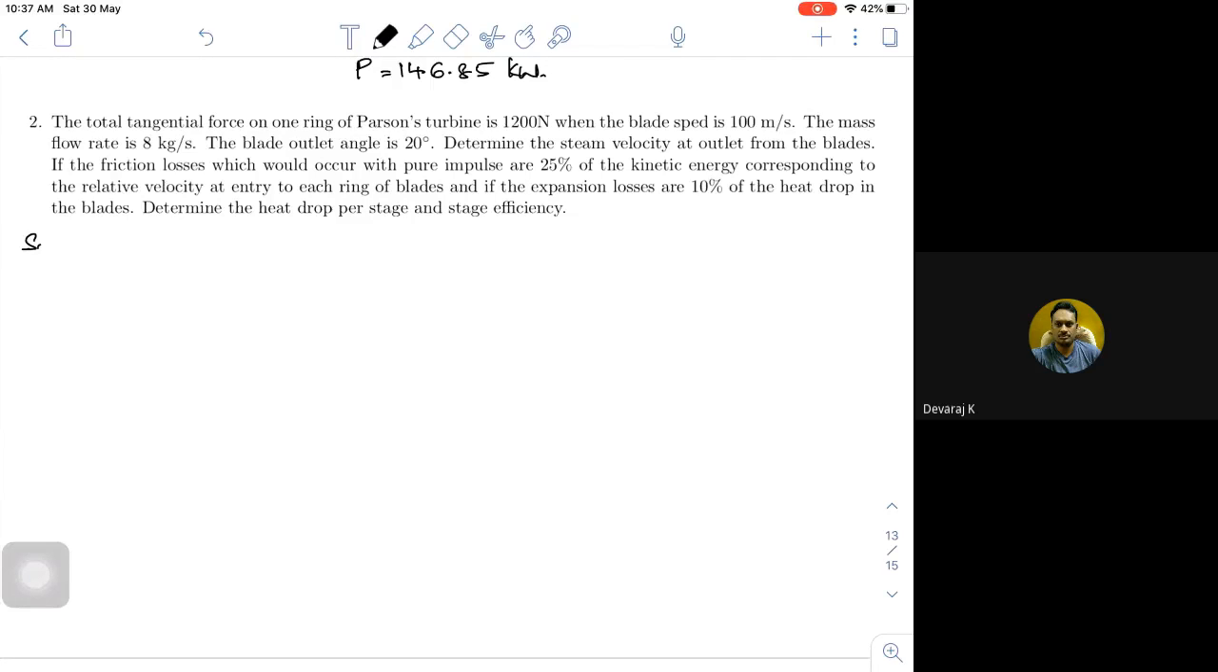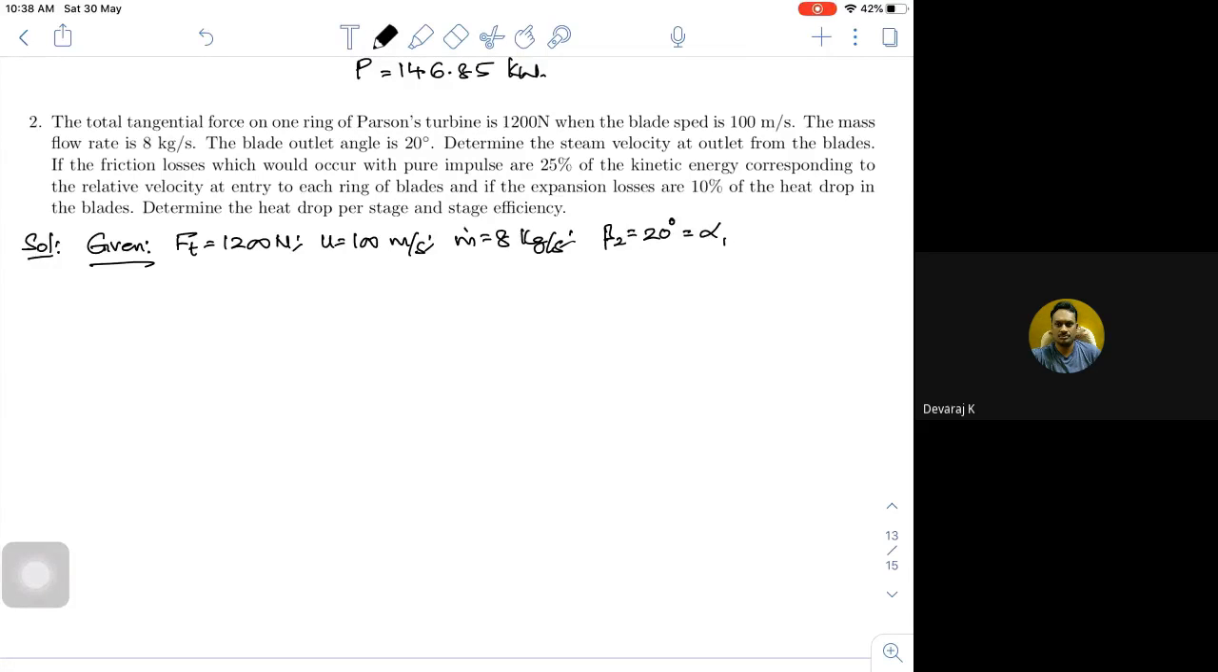Solution. So what is given? They are given the tangential force, that is Ft, which is 1200 Newton, and they have given the blade velocity or peripheral velocity, which is 100 meters per second, and they have given the mass flow rate, which is 8 kg per second. The blade outlet angle, that is beta 2, is equal to 20 degrees, which is also equal to the flow inlet angle.